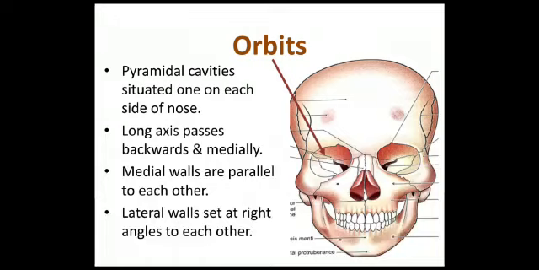So coming to the orbits, these are pyramidal cavities situated one on each side of the nose. The long axis passes backwards and medially. Both the medial walls are parallel to each other, but the lateral walls are set at right angles to each other.